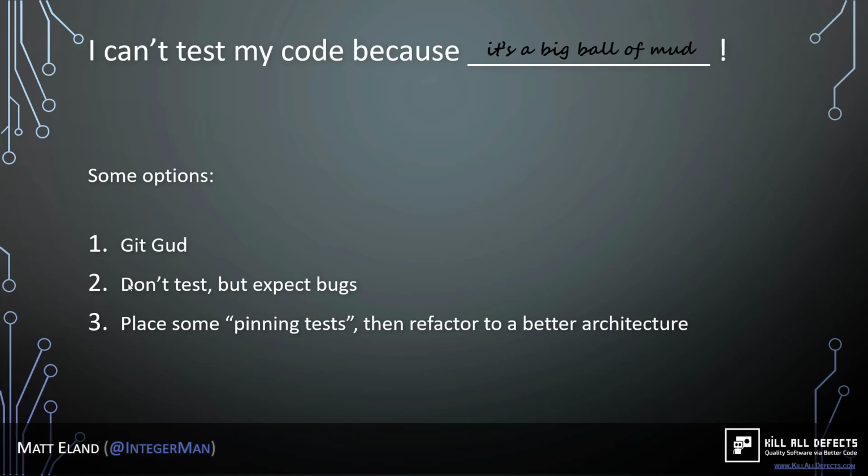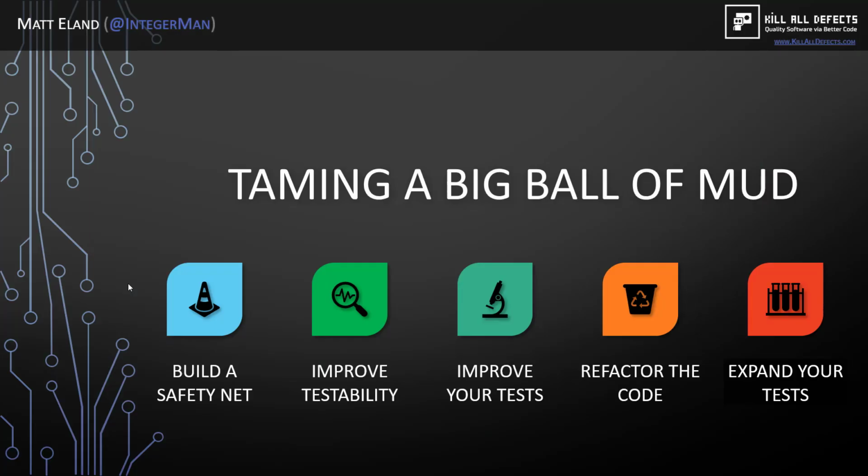Cool? All right. So let's talk about this. How do we tame our big old ball of mud? Well, we build the safety net, which we talked about. Now we're going to improve the testability of our code. Now we're going to improve our unit tests. And then we're going to refactor the code and then expand our unit tests. And we'll talk more about solutions in each one of these 5 areas and then conclude at the end.